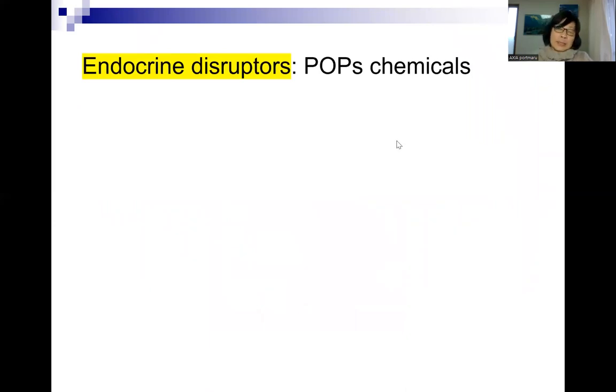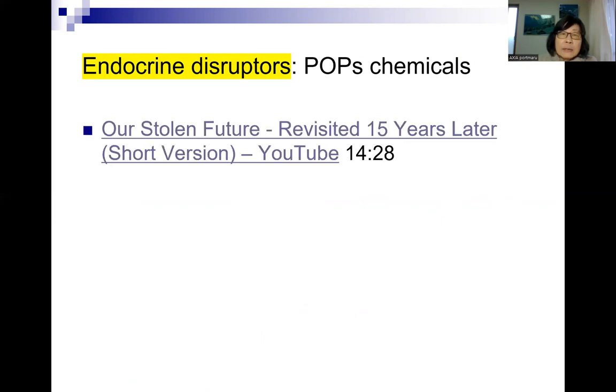So we have also within the POPs, endocrine disruptors. So endocrine disruptors are POPs chemicals. And I recommend that you watch this video on Our Stolen Future. Our Stolen Future was a book written by Theo Colborn and Myers. And she was a biologist, and she wrote about the endocrine disruptors, about the chemicals that affect the reproductive organs of mammals, of birds and reptiles.